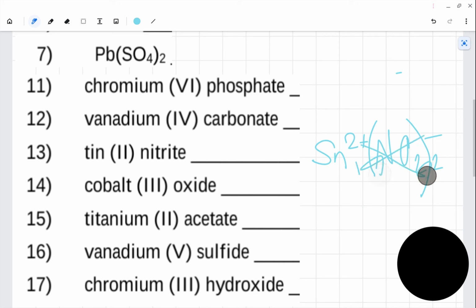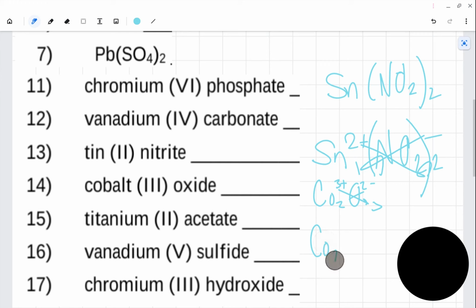Remember, crisscross just the number, not the charge. You just want to know how many you need. So tin nitrite is Sn(NO2)2. Alright, that was tin nitrite. Now cobalt 3 oxide. You're going to crisscross, bring your 3 down, bring your 2 down, and you get Co2O3.